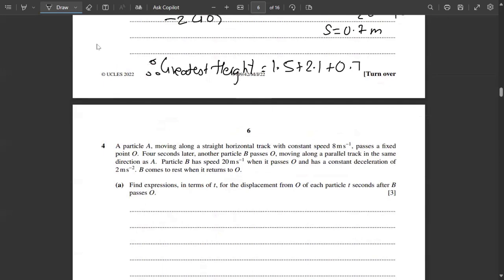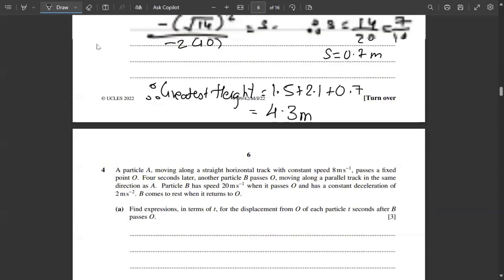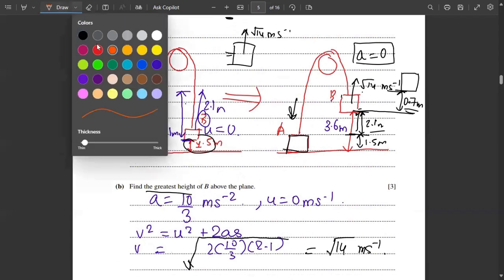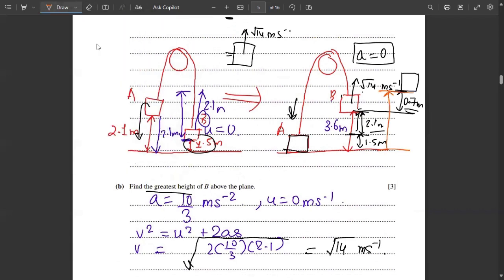Now if I put this in the calculator, 1.5 plus 2.1 plus 0.7. Let me put that in my calculator. 1.5 plus 2.1 plus 0.7. So the answer is 4.3 meter. So that means the greatest height it has reached is 4.3 meter. This height right here is 4.3, which is the addition of 1.5 plus 2.1 plus 0.7.